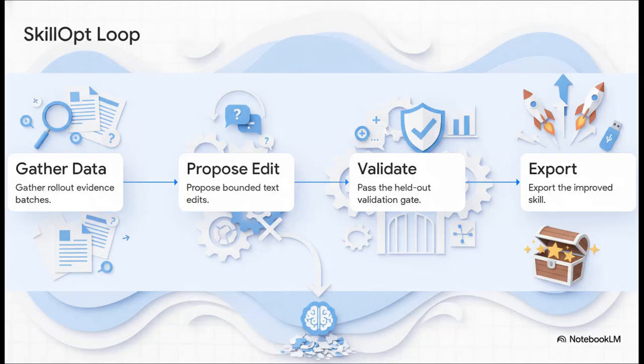By rigorously looping through these 4 steps, SkillOpt ensures that rejected edits become negative feedback and only strict improvements are exported. Basically, an optimizer model looks at batches of successes and failures, proposes structured add, delete, or replace edits, and then tests them. If it doesn't strictly improve the score on a validation set, nope, it's rejected.